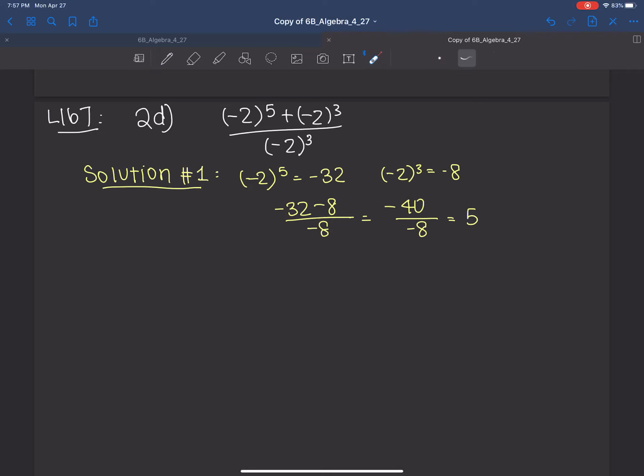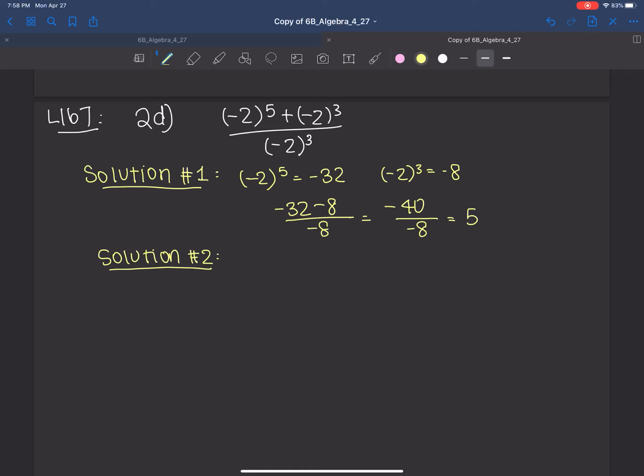So this method works great if we happen to be working with bases and exponents that aren't too big. If I had bigger numbers here, I would have a much harder time doing the calculations. With minus 2, we're getting pretty lucky, actually. So here's a second way to do things. And it uses the distributive property of division. Actually, it could be the distributive property of multiplication, depending on how we do it, but I'll do the division way.